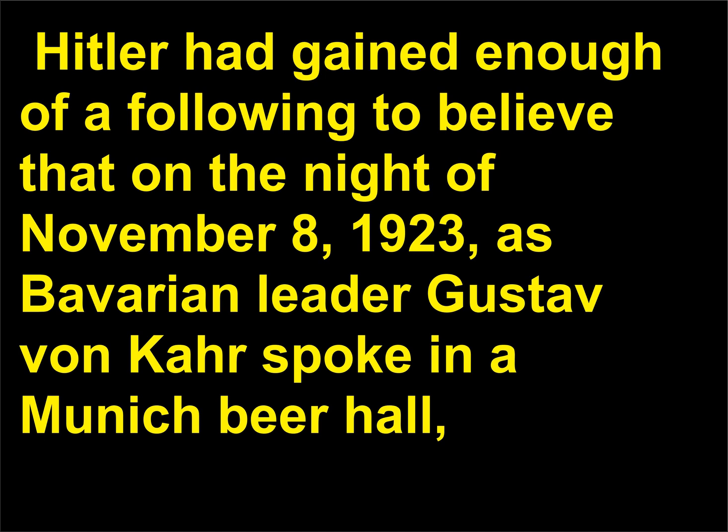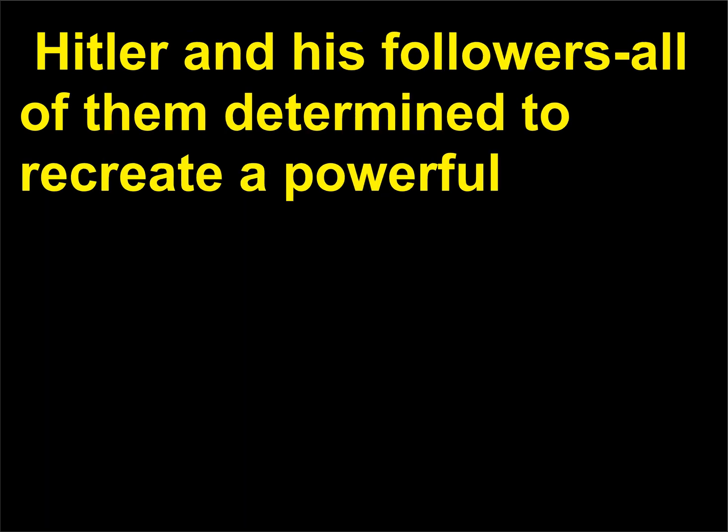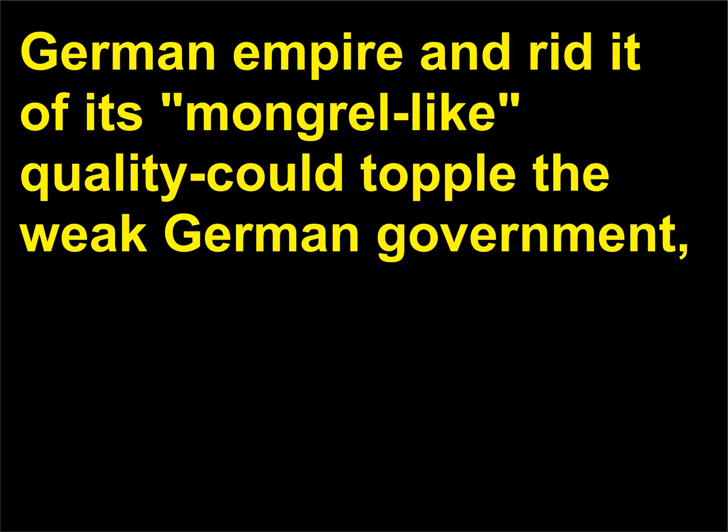Hitler had gained enough of a following to believe that on the night of November 8, 1923, as Bavarian leader Gustav von Kahr spoke in a Munich beer hall, Hitler and his followers, all of them determined to recreate a powerful German Empire and rid it of its mongrel-like quality, could topple the weak German government, merely by demonstrating that the Nazis, and not the official government, had gained the support of the people.